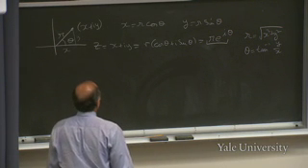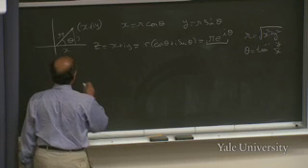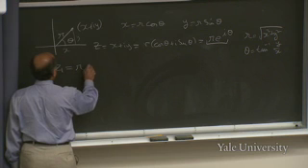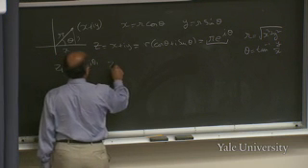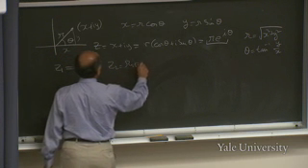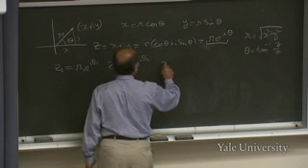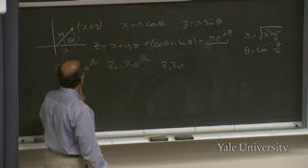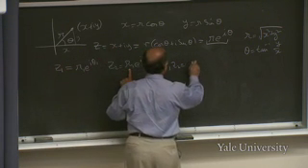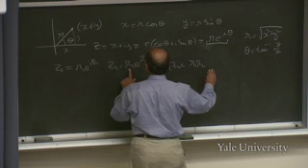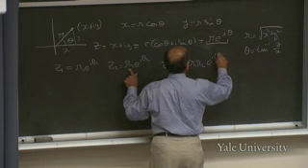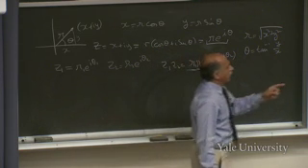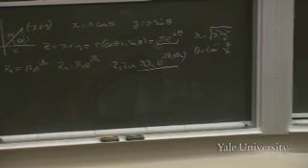Now, the advantage of writing a complex number in polar form is the following. Suppose I give you two complex numbers. z1 is r1 e to the i theta 1, and z2 is r2 e to the i theta 2. The product z1 z2 is very easy to calculate in this form, because r1, r2 multiply to give you this, and the exponentials combine.